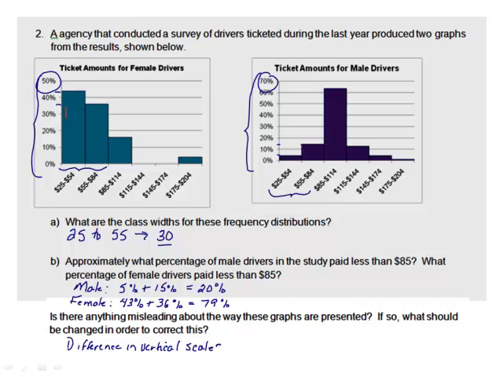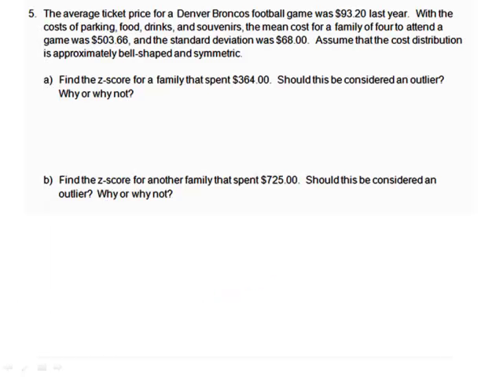So in order to correct this, we could use a scale for the female drivers that would be comparable to the scale for the male drivers. In other words, we could make the scale for the female drivers go up to 70% so that we could compare the two graphs side by side.